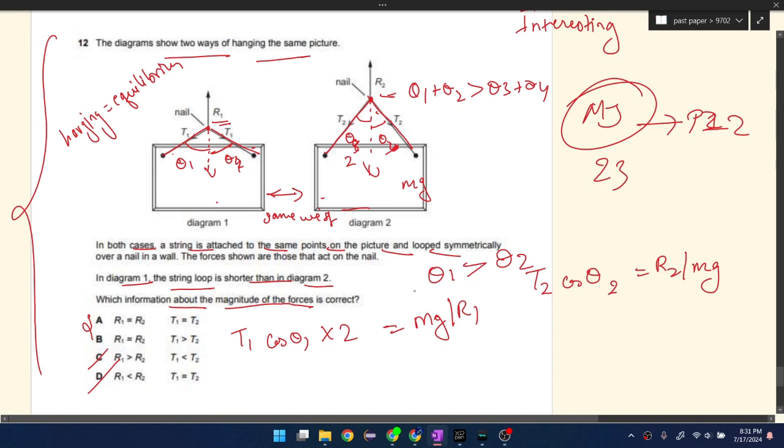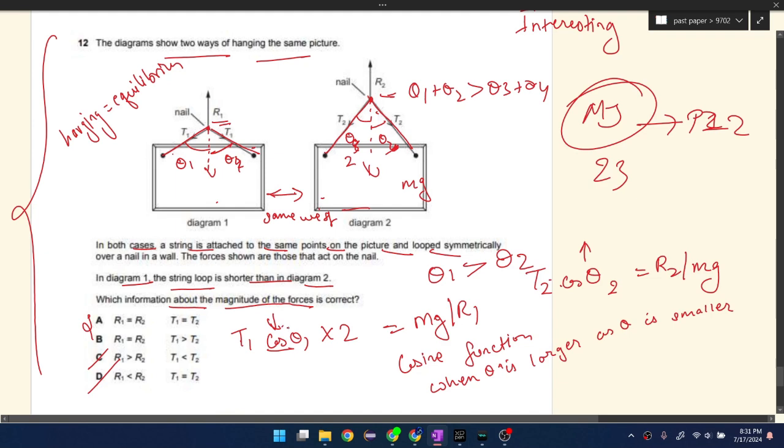And if we know about the cosine function, when theta is larger, cos theta is smaller. We do know that, right? And they have not exceeded 90 degrees, I can tell you that. So cos theta 1 is smaller than cos theta 2, but their products with T1 and T2 are equal, right?